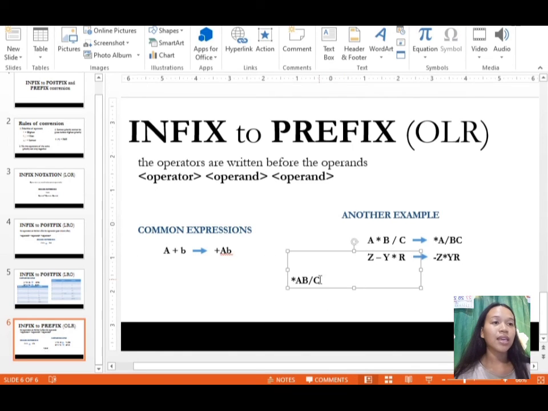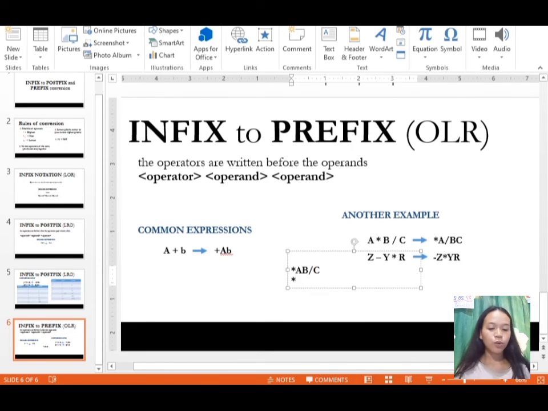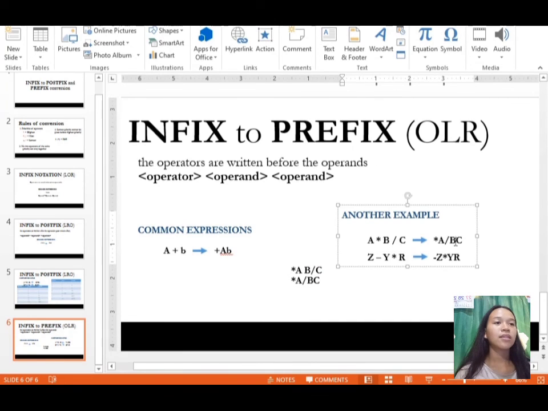But this is not yet our final answer. So we still need to convert the B divided by C. So now it would be copy the times symbol and letter A, and then after we convert the B divided by C. The B divided by C, divided by BC. That's why we come up with our answer: times A divided by BC.